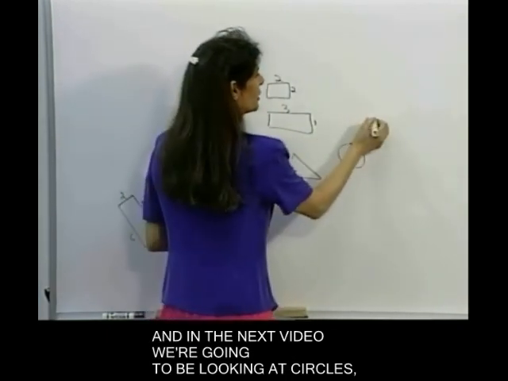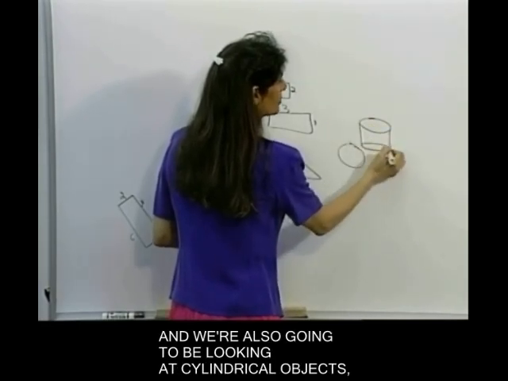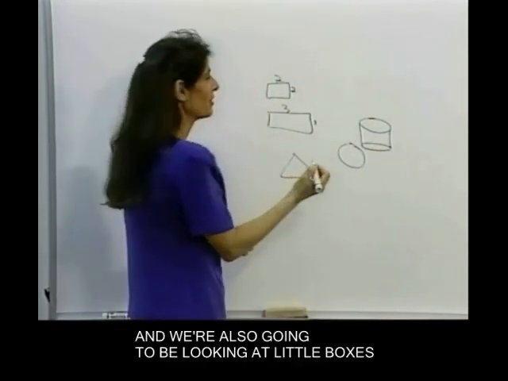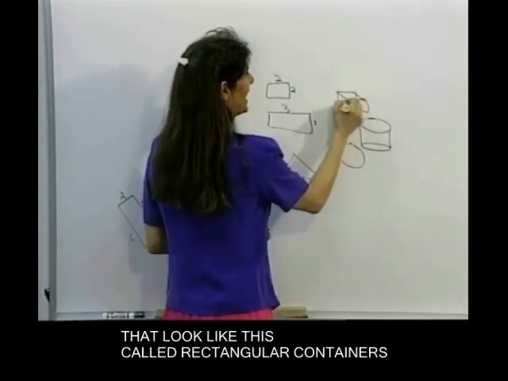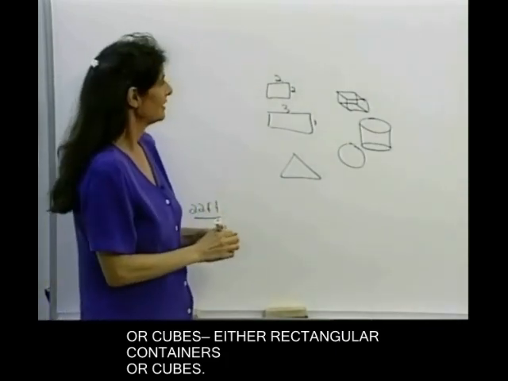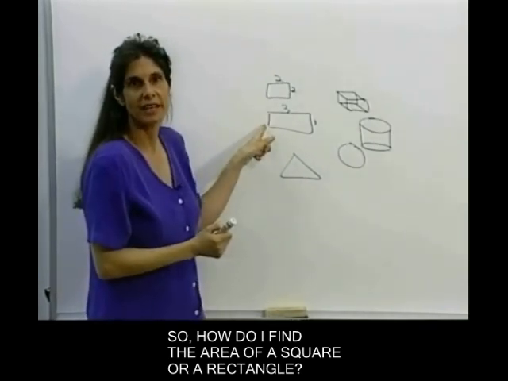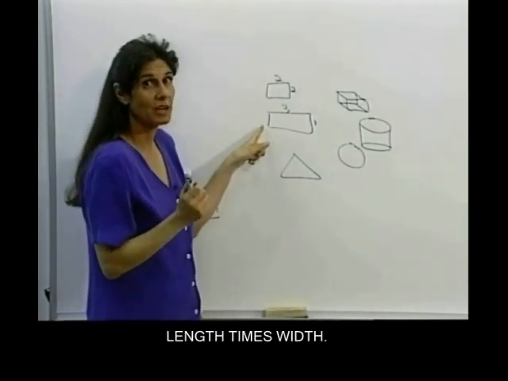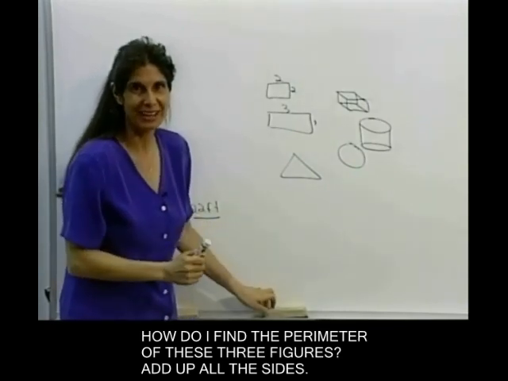And in the next video, we're going to be looking at circles, and we're also going to be looking at cylindrical objects, and we're also going to be looking at little boxes that look like this called rectangular containers or cubes, either rectangular containers and cubes. So how do I find the area of a square or a rectangle? Length times width. How do I find the perimeter of these 3 figures? Add up all the sides.